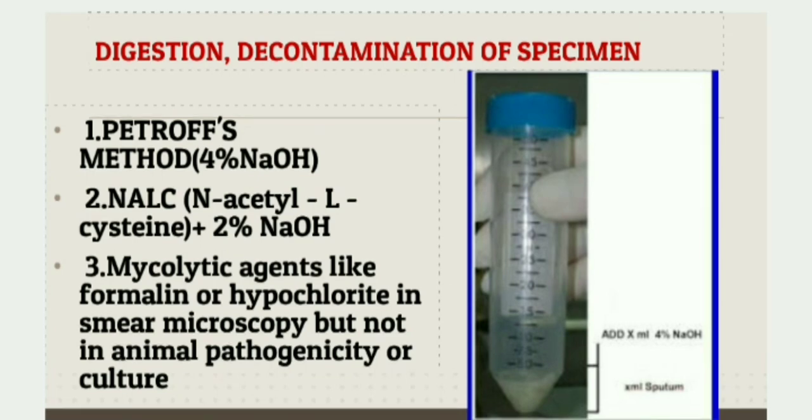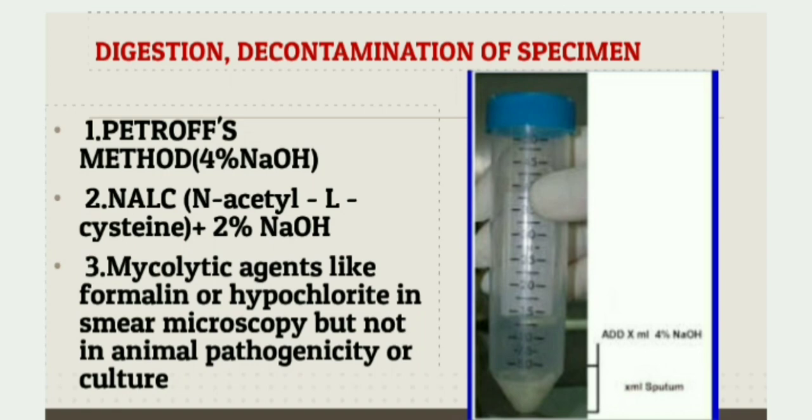When you are done with the digestion, decontamination and concentration of specimen, we can liquefy the specimen using mucolytic agents like formalin or hypochlorite and we do smear microscopy. The application of formalin or hypochlorite is not useful for culture or animal pathogenicity studies as the bacilli are killed.